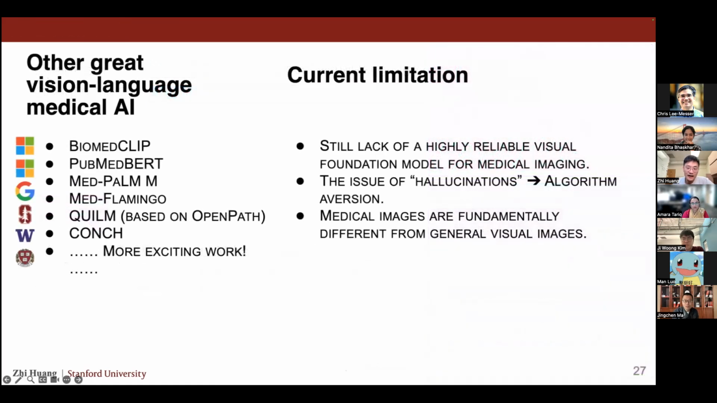There are some other great vision language medical AI models, such as BiomedCLIP, which uses PubMed images with a lot of radiology images. And Quilt is a really interesting work based on OpenPath with additional data curated from YouTube videos. This is really, really cool work. Well, Quilt is from University of Washington, it's not from Stanford. I think the title was misorganized. Apologize for that.